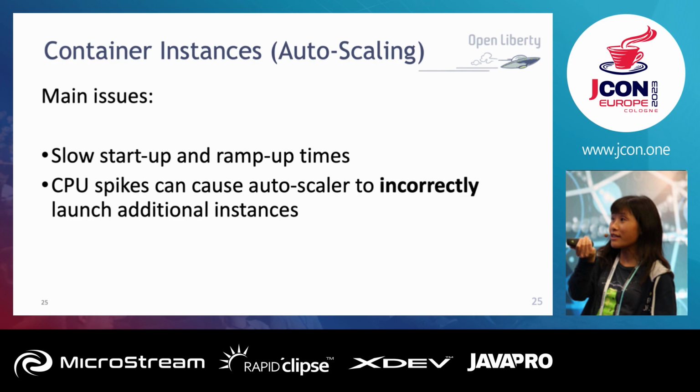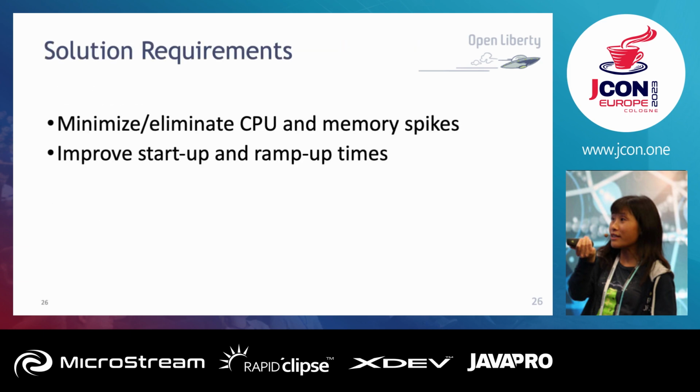It's even trickier for containers. Basically it's difficult to work out how much memory or CPU you need, and some spikes could trigger scale up unnecessarily. So this is quite bad. And at the end, you still get a slow startup and ramp up time. So that's the JVM story. Basically we need to minimize the CPU and memory spikes and improve startup and ramp up time. That's our ask.